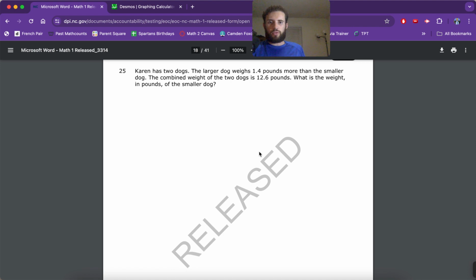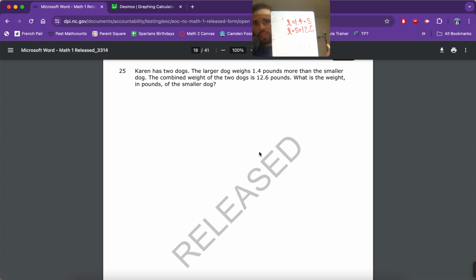Larger dog weighs 1.4 pounds more. So let's say L equals 1.4 plus S, S being the smaller. Okay, L equals 1.4 plus S is one equation. And the combined weight of the 2 dogs is 12.6. That means L plus S equals 12.6. Okay, so those are your 2 equations. And what is the weight of the smaller dog?